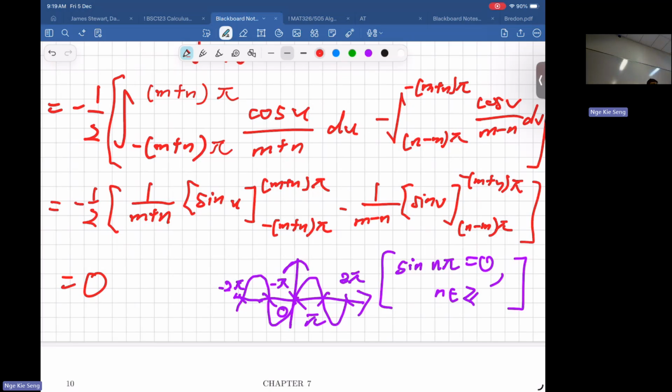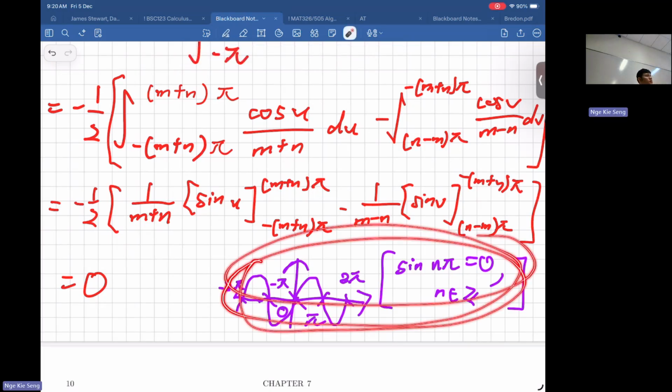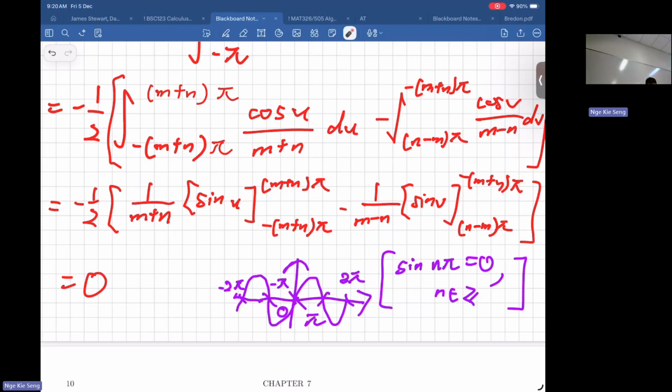Make sense? Any questions? Is everyone clear with this part here? This assumption: sine n pi equals 0 for all n in Z.